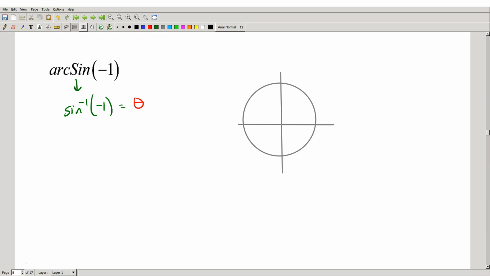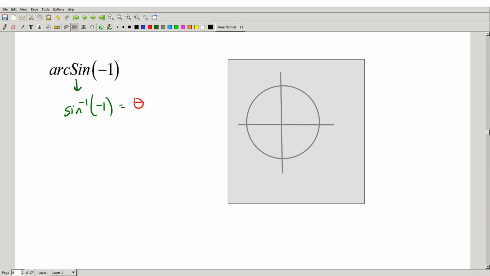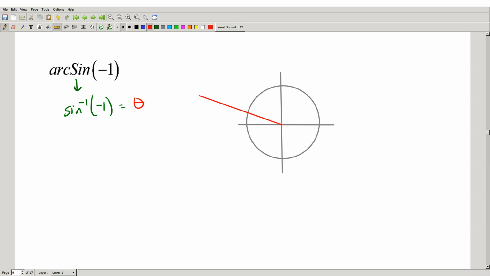And I think about, where is the y value negative 1? Right? So think about my unit circle. Where is the y value negative 1 on the unit circle? That's going to be down here, right? Because that is the only place where this point here is going to be (0, -1).